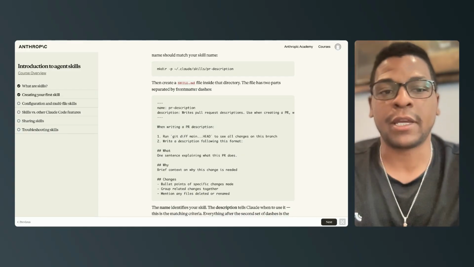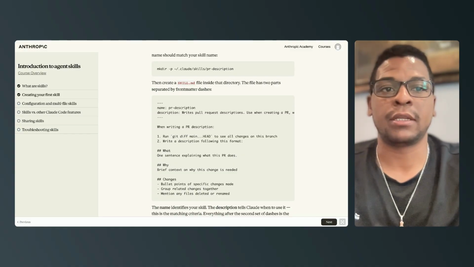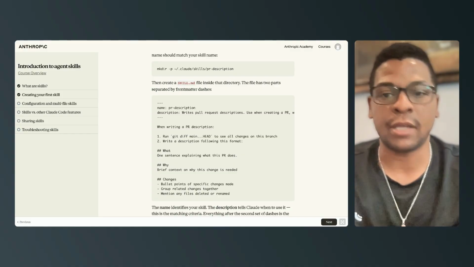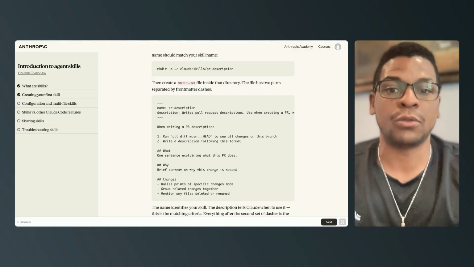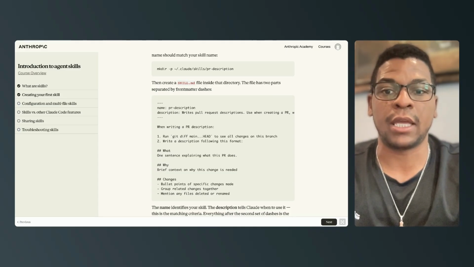So you do need to be very careful, and you do need to understand, take each step seriously, and just make sure you know exactly what you're telling the AI to do.